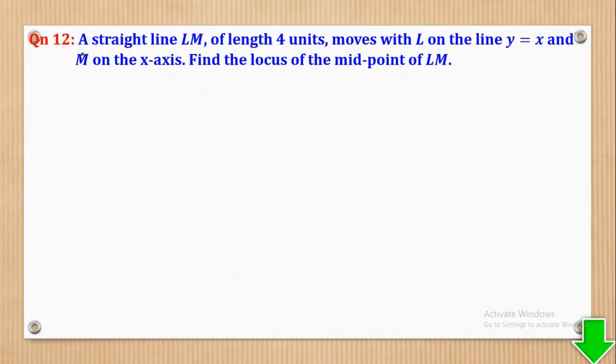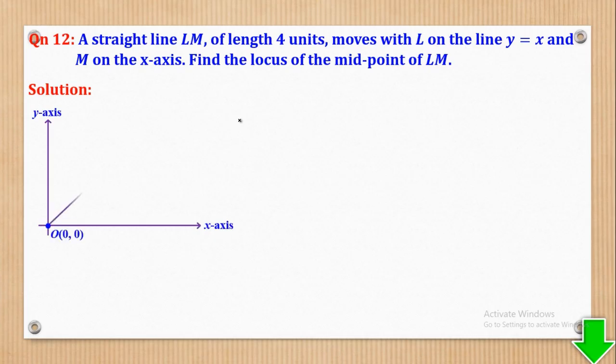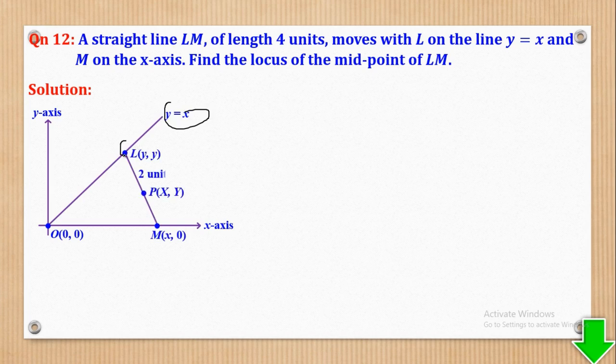Then question 12 says, a straight line LM of length 4 units moves with L on the line y equal to x and M on the x-axis. Find the locus of the midpoint of LM. So you shall also need an illustration. Those are the axes. We'll draw them and label them. That's the origin, and that's the line y equal to x. It passes through the origin. Then this is point M, and this is point L, and this is the variable point we want.